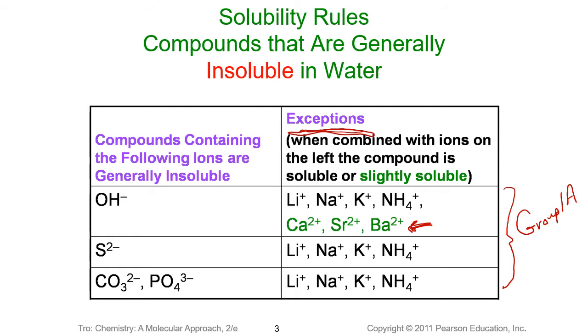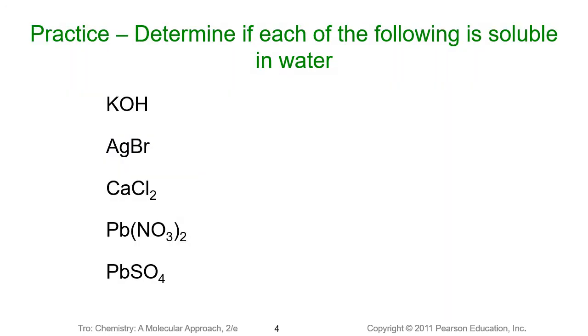So our hydroxide is mostly insoluble unless it's attached to anything on the right-hand side. Our sulfides are insoluble unless they are attached to the group 1A, which are always soluble. Carbonates and phosphates are usually insoluble unless they are attached to the group 1A compounds. So here's some practice. Use those solubility rules to figure out if the following compounds are soluble in water.